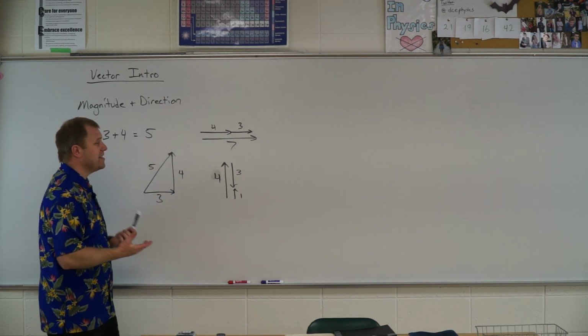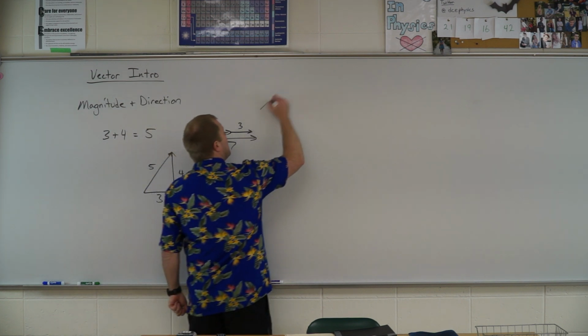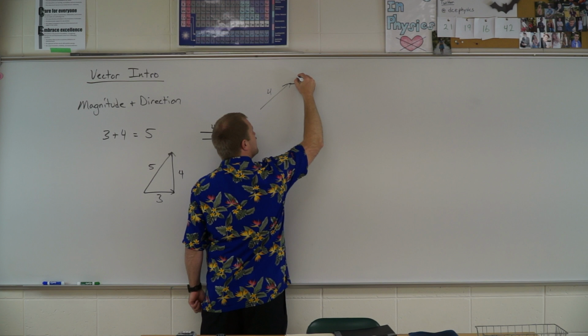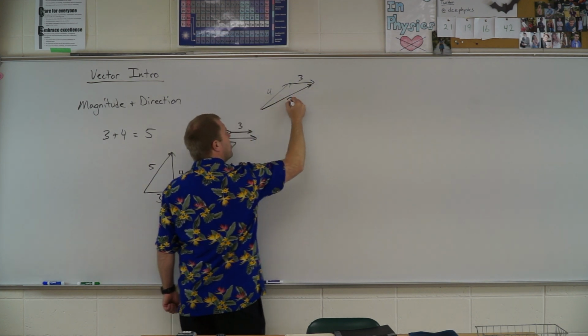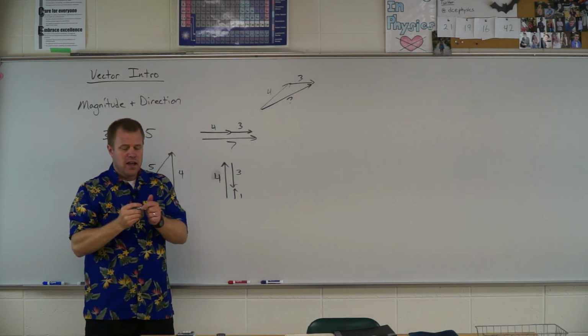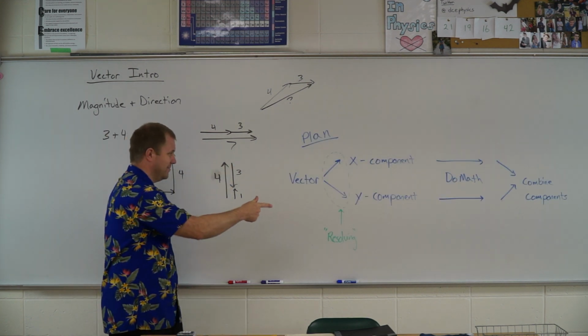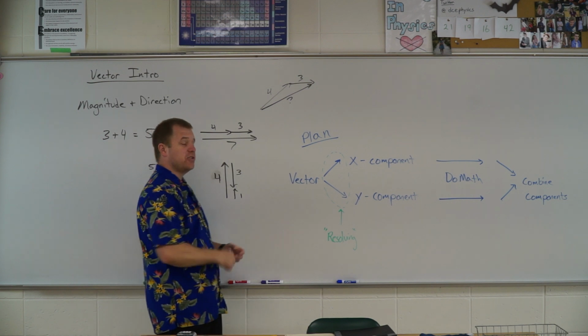So how do I set up a problem where maybe I have 4 this way and 3 this way? How do I figure out what that value is? So we need a plan. So let's make a plan. All right, so we have our plan. So our plan is this.